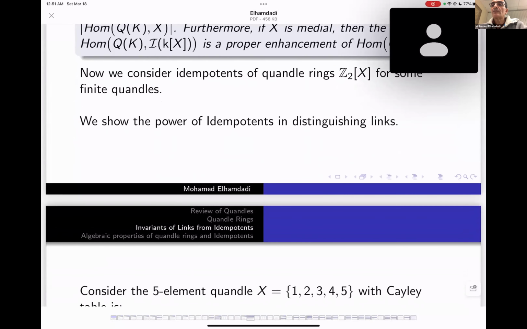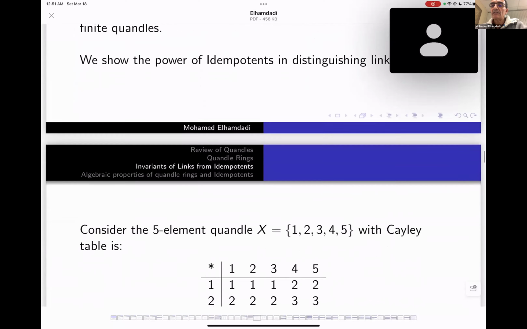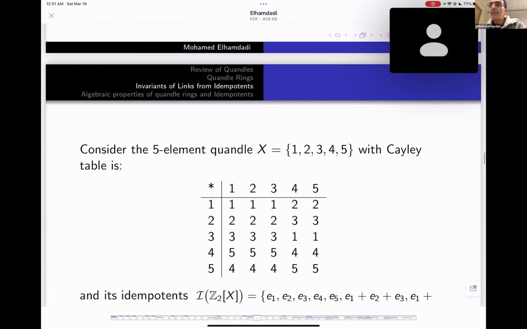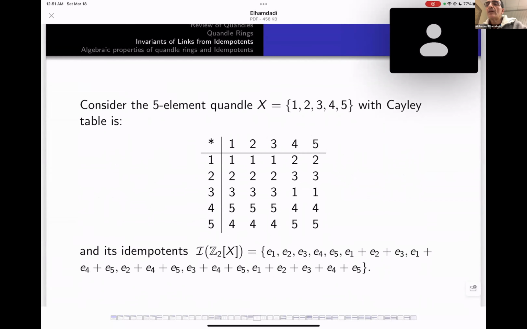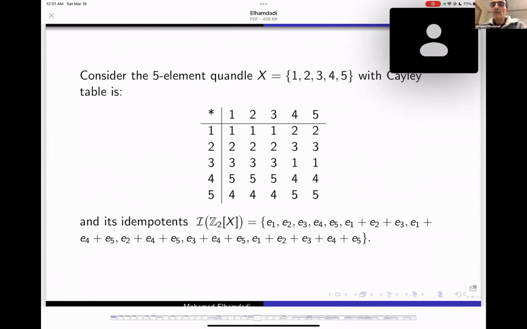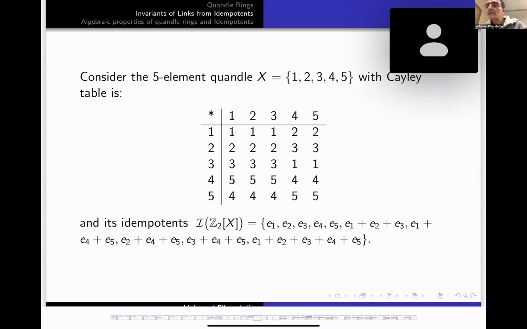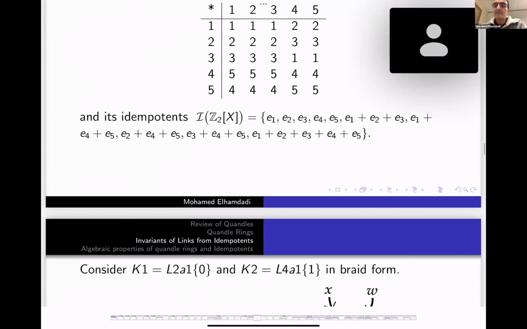This shows the power of idempotents in distinguishing links. Here is an explicit example. I'm avoiding all technicalities and proofs. Consider the following quandle of 5 elements. Here I give its Cayley table. We can compute the idempotents explicitly with Z2 coefficients. You have obviously the quandle itself, E1, E2, E3, E4, E5, and then we have 5 new non-trivial idempotents. This is a quandle of cardinality 10, and it contains the original quandle as a sub-quandle.